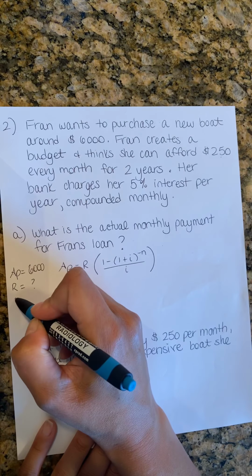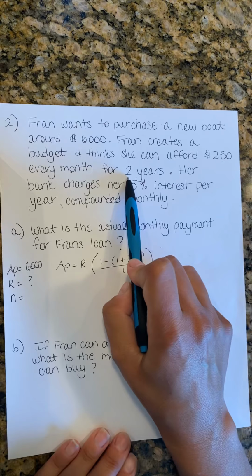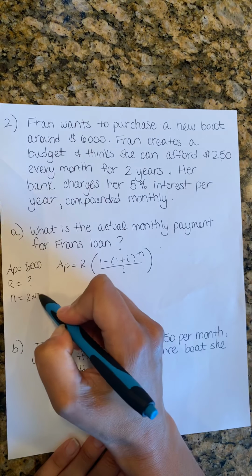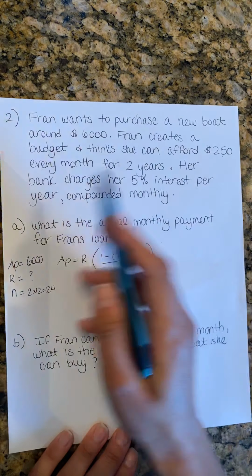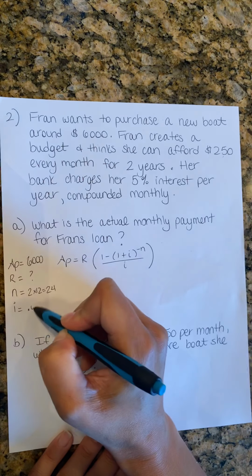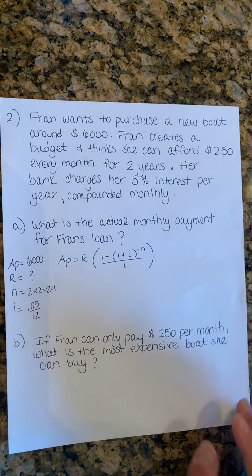Then we have our N, which is our number of payments. So she's doing this for 2 years. 2 times 12 months means she would be making 24 payments. And her interest is 5%, so that is 0.05 over 12, because again, everything wants to be monthly to match up.